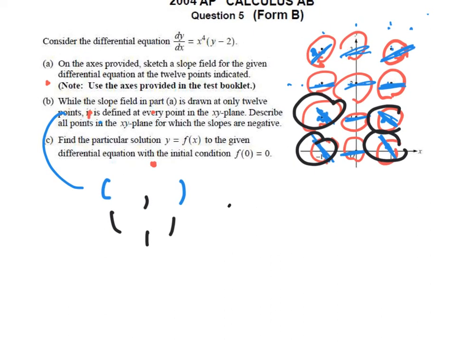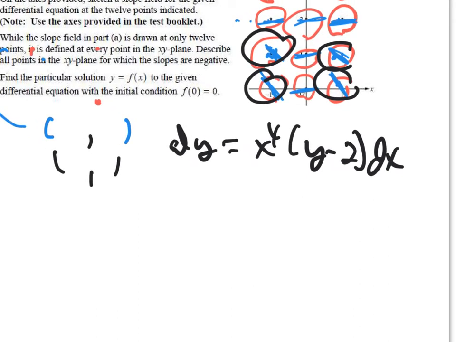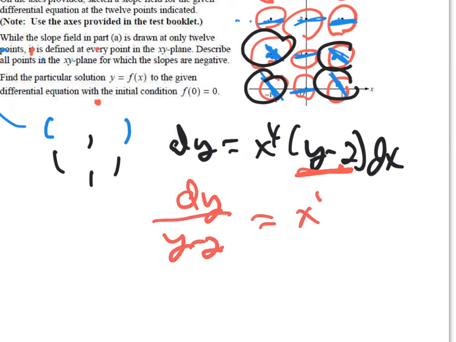So I'm going to take dy equals x to the fourth times y minus 2 dx. The reason this one is separable is I can divide both sides by y minus 2, and it looks like this: dy over y minus 2 equals x to the fourth dx. Because if you're going to integrate both sides, you've got to separate the y's and the x's. Y's go with the dy, x's go with the dx. The other problem we did, I could not separate them. Okay, so now I'm going to integrate both sides.